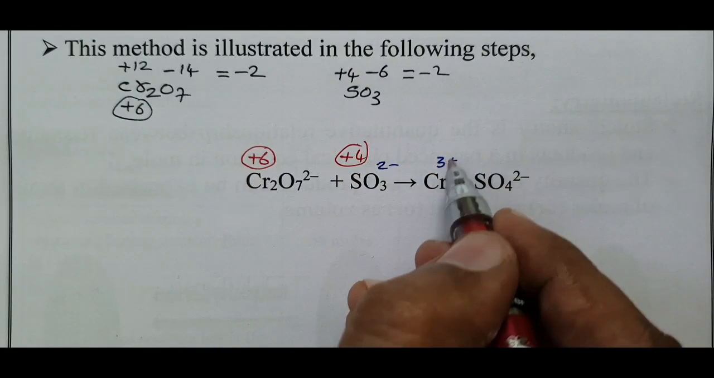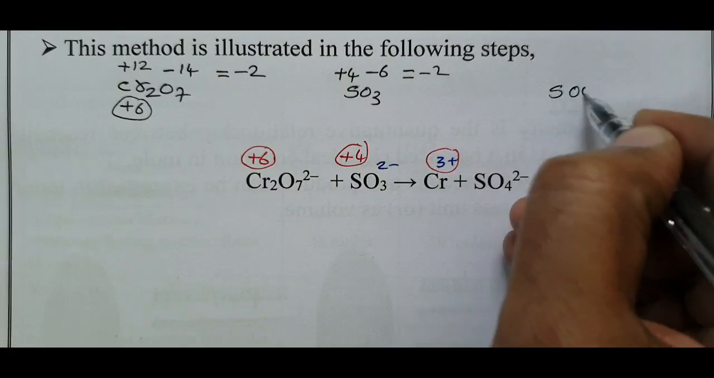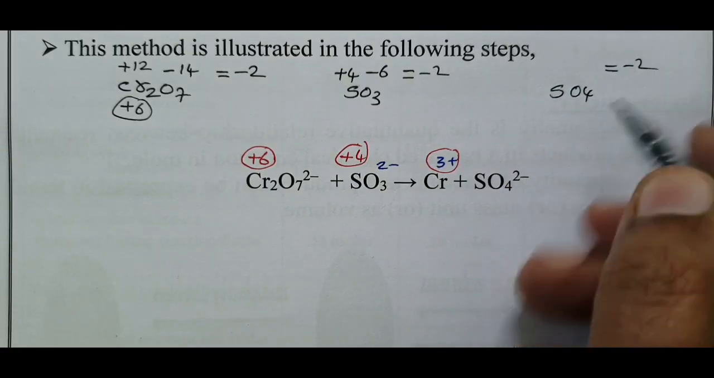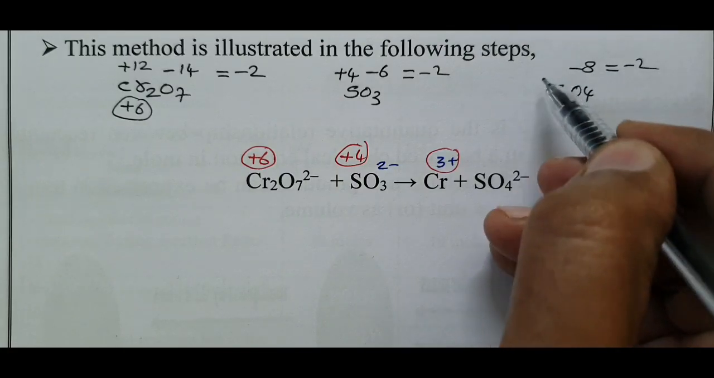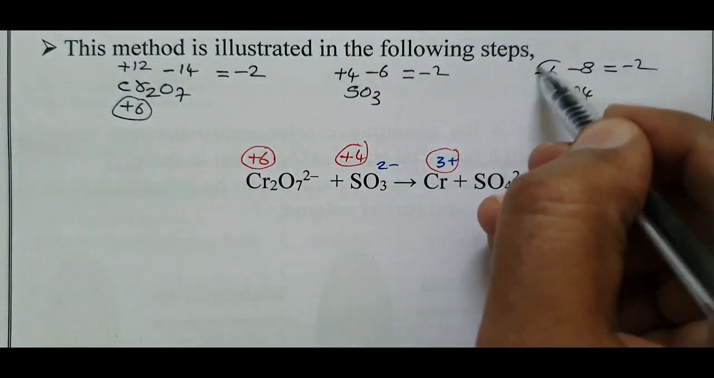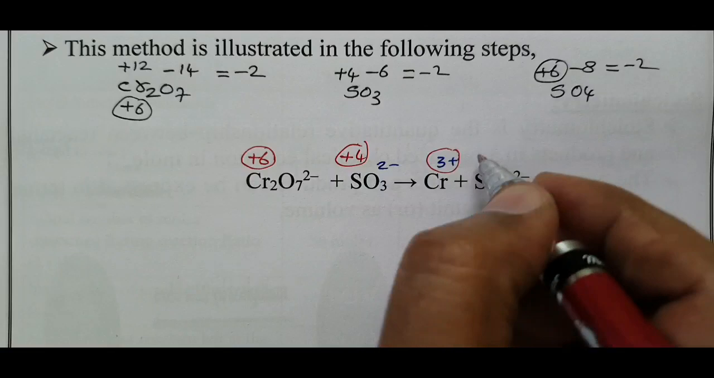Come to the right hand side, chromium plus 3. Sulfate ion, SO4 2 minus ion. SO4 minus 2, that is equal to minus 2. 1 oxygen is minus 2, 4 oxygens is minus 8. By putting plus 6 on sulfur, we will get minus 2. The oxidation state of sulfur is plus 6.